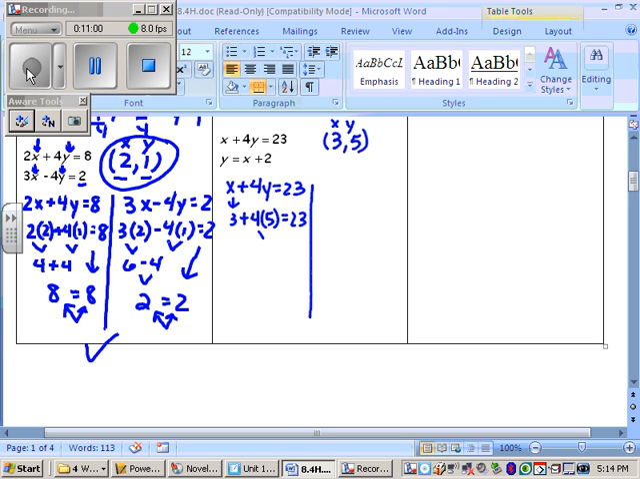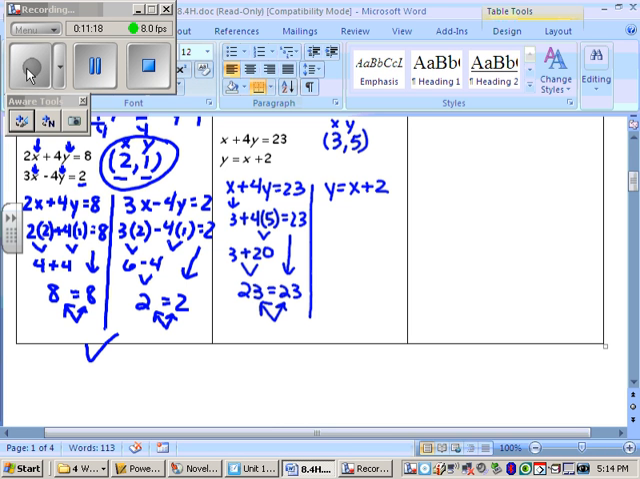We will simplify the left side of the equal sign. So we have 3 plus 20, or 23. Drop down the right side and make sure they come out equal, which the first one does. So now let's check the second one.